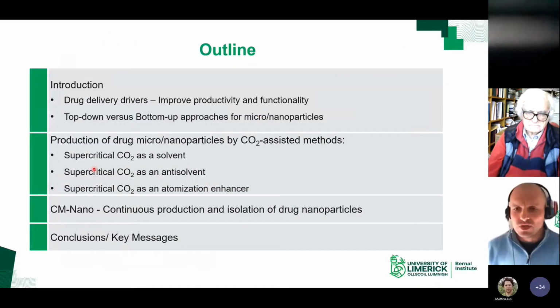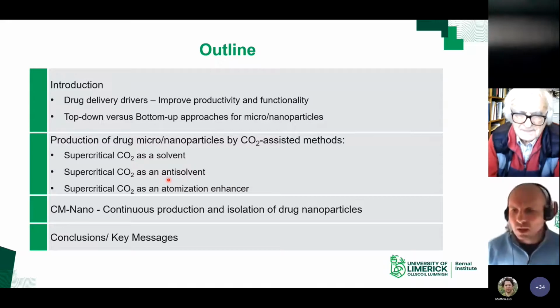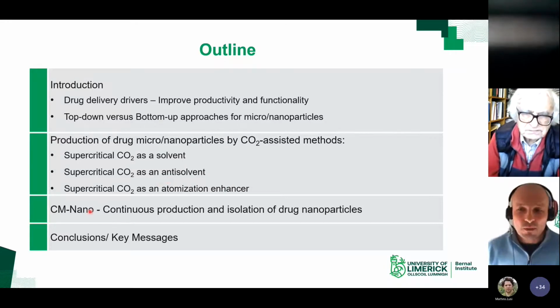So again, this was just an overview of the different technologies using different roles of CO2, and just presenting here without much delay a technology that combines some of those methods for the production of nanoparticles, and at the same time isolating and collecting those nanoparticles, which is a challenge because when we are dealing with nanoparticles, the smaller they are, the more difficult they are to handle, to collect, and to process into a final dosage form like a tablet or a capsule.